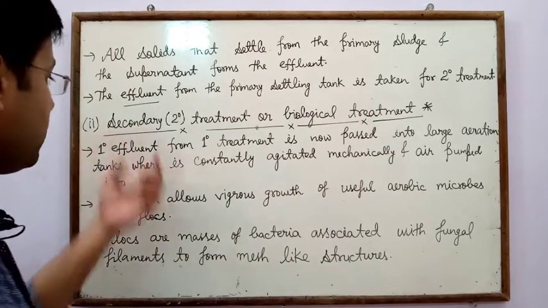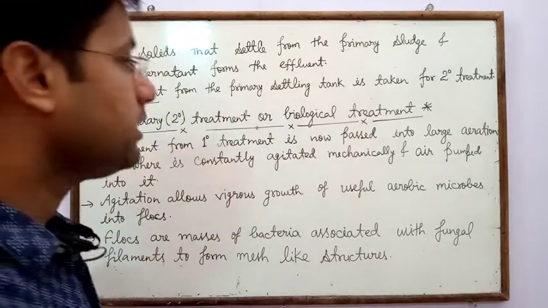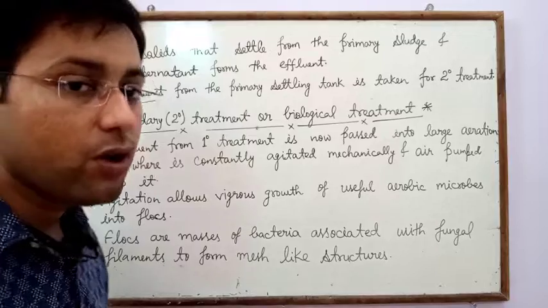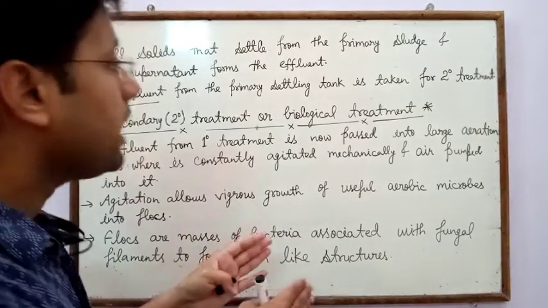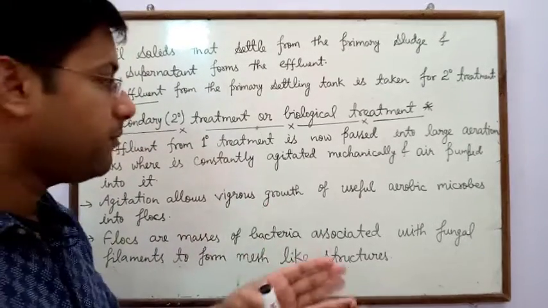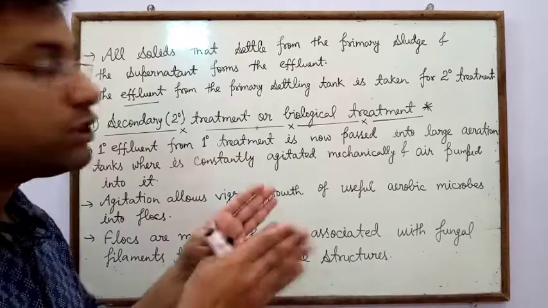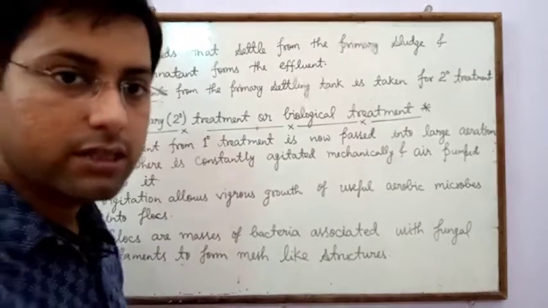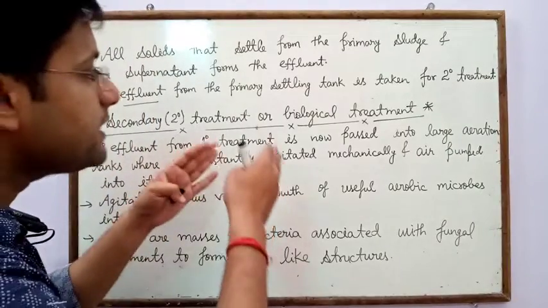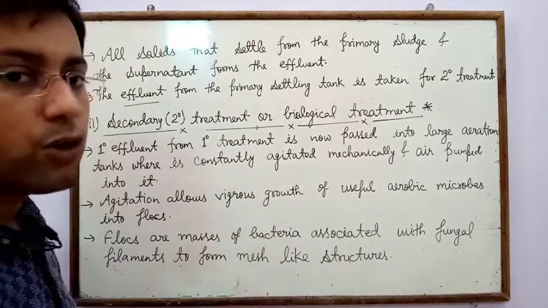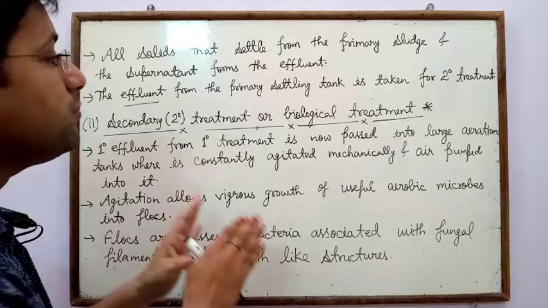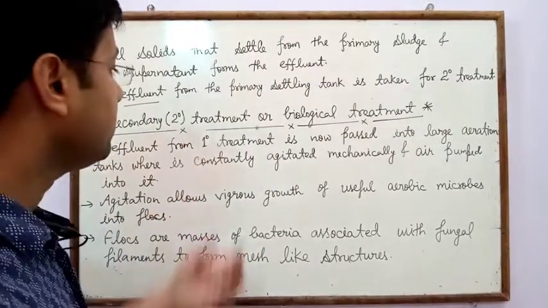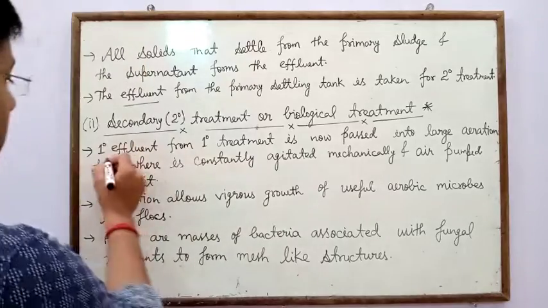Now about secondary treatment. Secondary treatment is biological treatment. Why is it called biological treatment? It is called biological treatment because microbes are involved in secondary treatment. In this type of treatment many types of microbes are involved in the removal of waste material from the sewage.